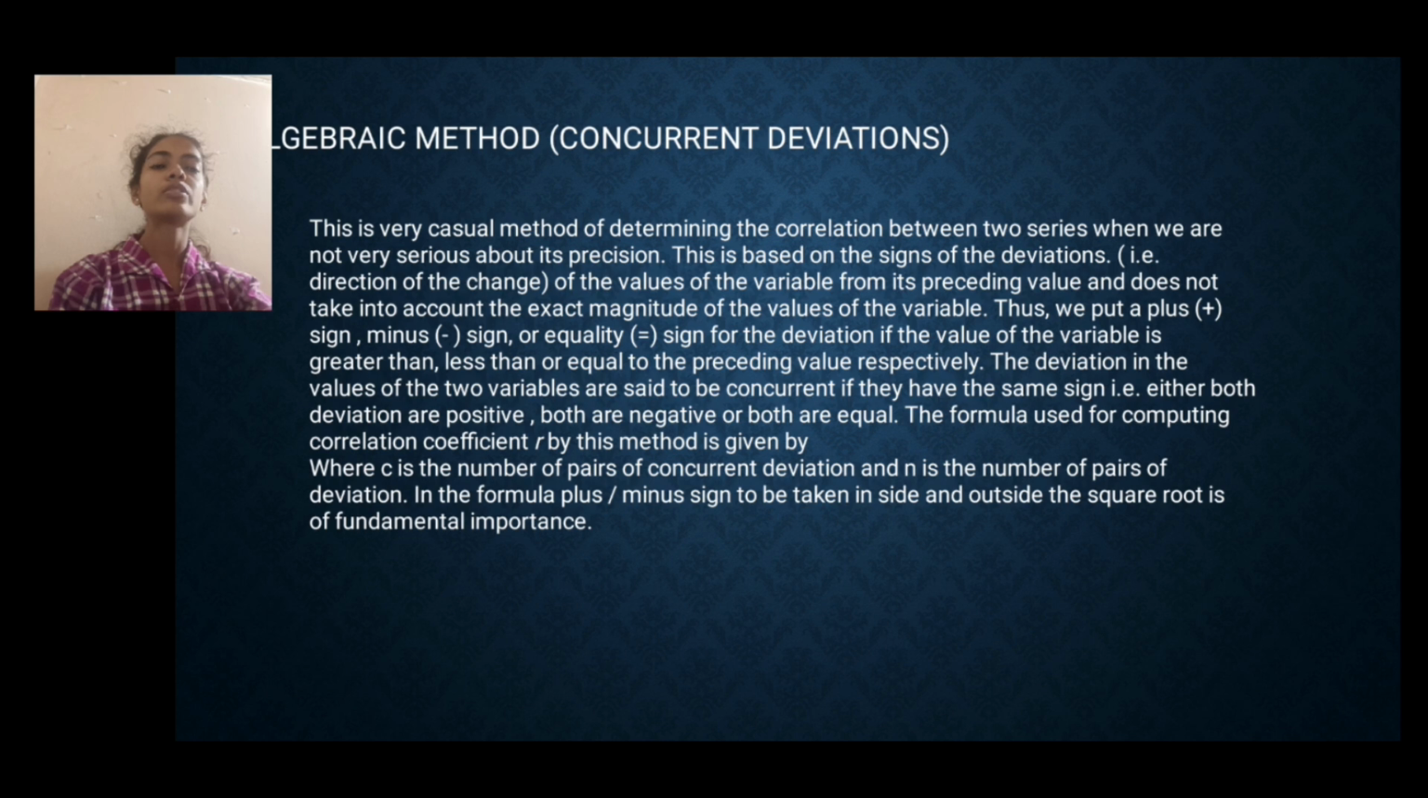The formula used for computing the correlation coefficient r is r equal to plus or minus the square root of plus or minus (2c minus n) divided by n, where c is the number of pairs of concurrent deviations and n is the number of pairs of deviations. In the formula, the plus or minus sign to be taken inside and outside the square root is of fundamental importance.